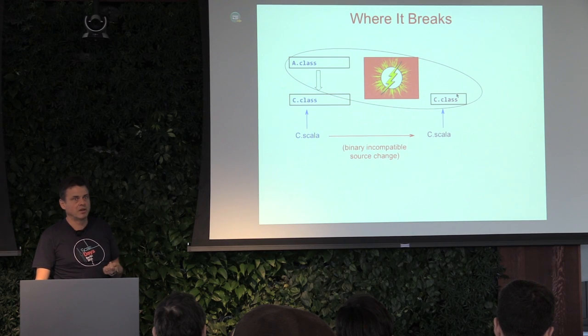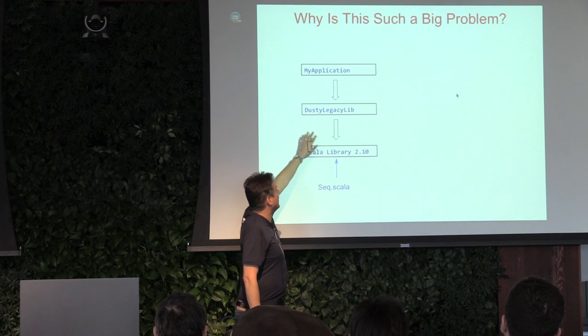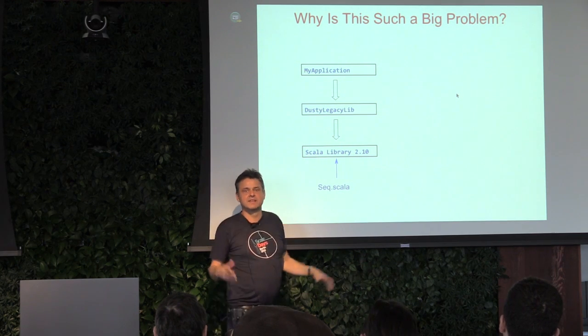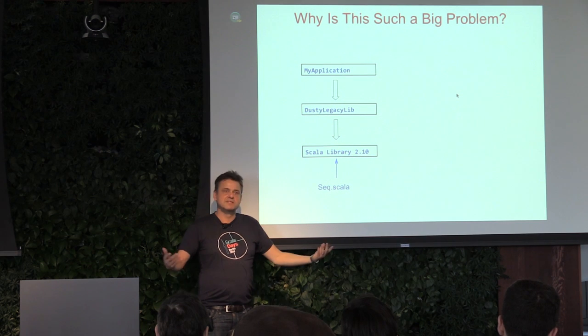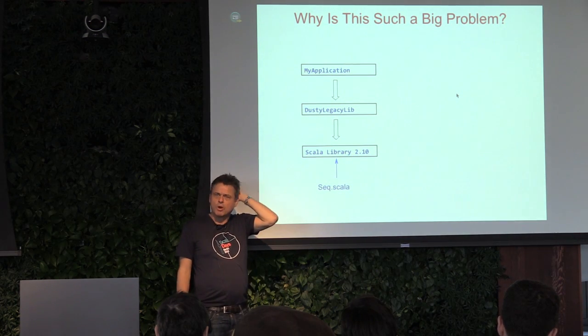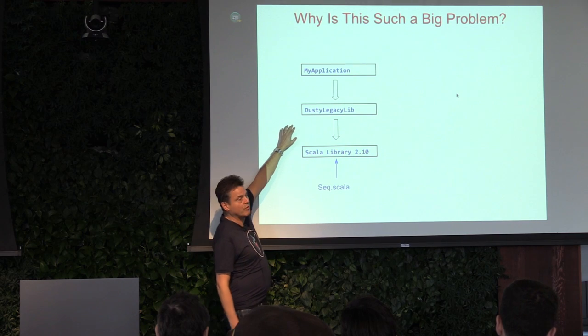Okay, so that's the situation. Why is it such a big problem, in particular as organizations and code bases grow? Well, let's say you have your shiny application and it relies on some dusty legacy libraries. These things happen. Some people worked 3 years ago on some things. It's still in service, but nobody really knows anymore quite what this thing did. But anyway, it's in your code base. You can't rewrite this all the time.